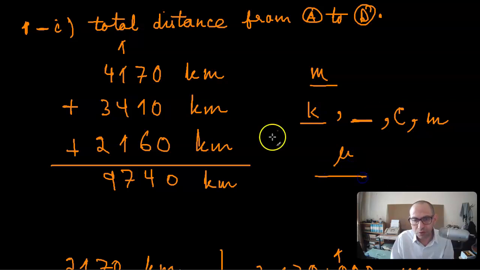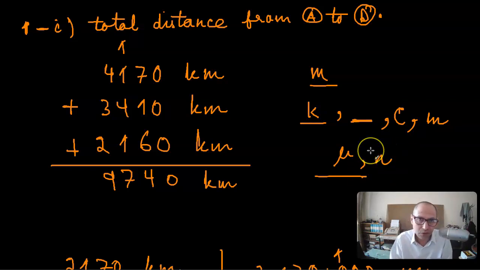The micro is also, for example, one of the prefixes which has no application here. But then, for example, in physics, you would use micro. Micro means dividing by a million. Milli means dividing by a thousand, for example. Or you could even make it smaller, make it nano, for example.